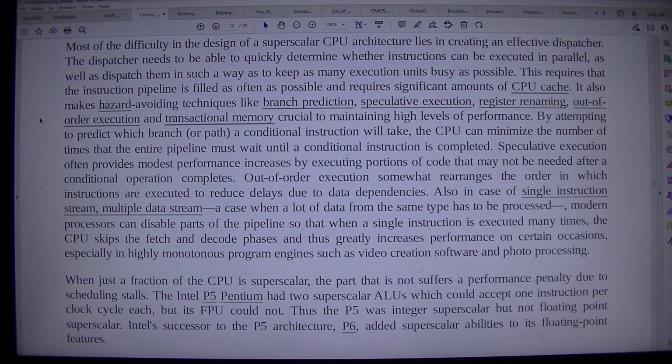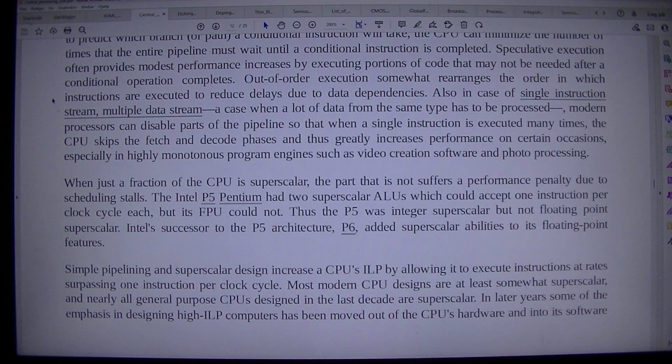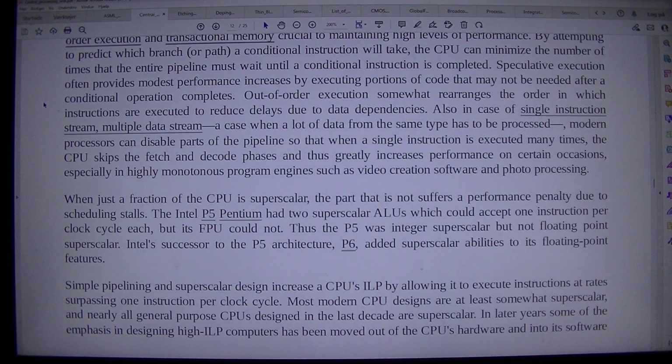By attempting to predict which branch, or path, a conditional instruction will take, the CPU can minimize the number of times that the entire pipeline must wait until a conditional instruction is completed. Speculative execution often provides modest performance increases by executing portions of code that may not be needed after a conditional operation completes.